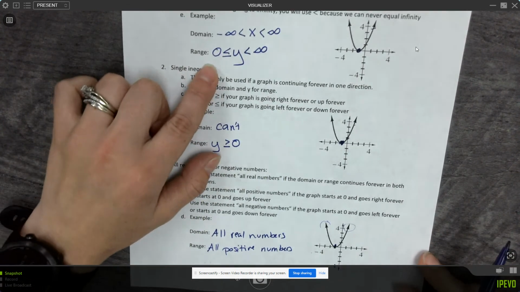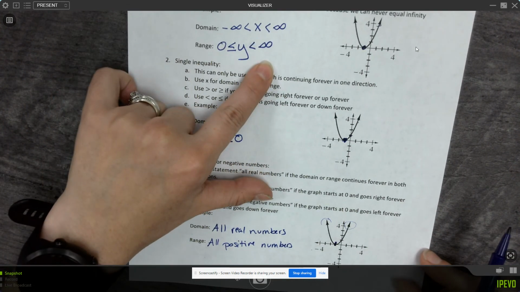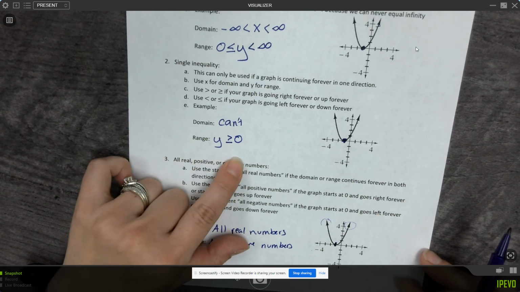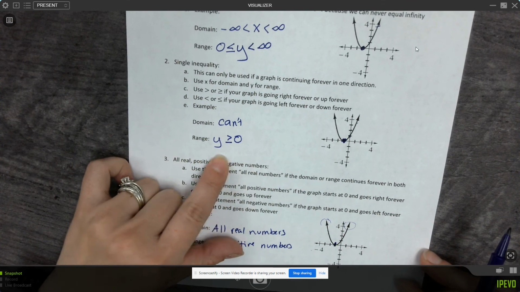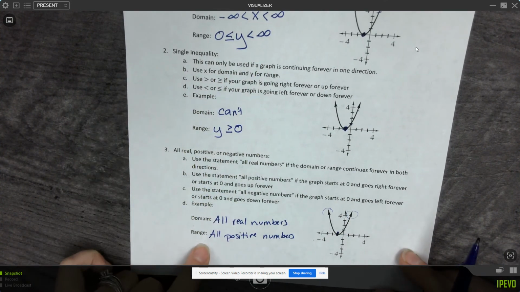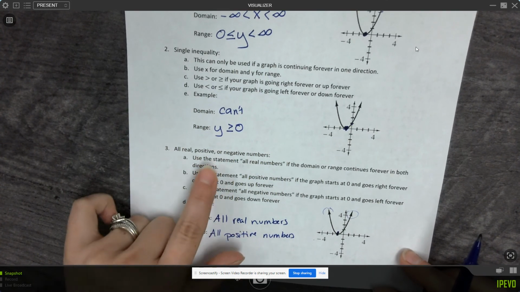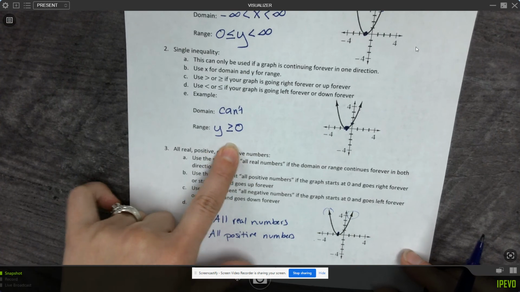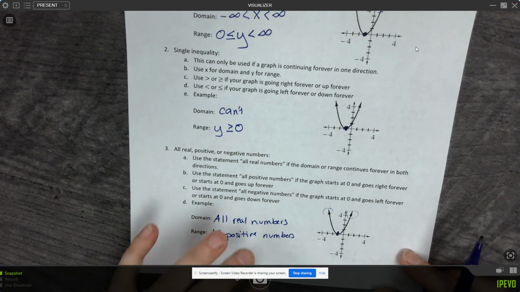These three things are saying the same thing. From 0 to infinity is saying that y is greater than or equal to 0. All the numbers from 0 and up. Which are all the positive numbers. Because it's greater than or equal to 0. Those are all the positives. Those are saying the same things.